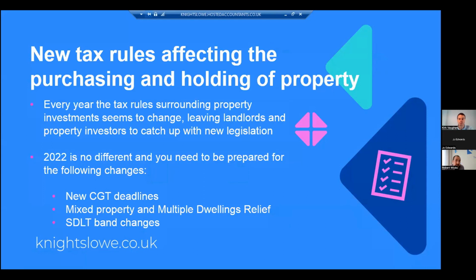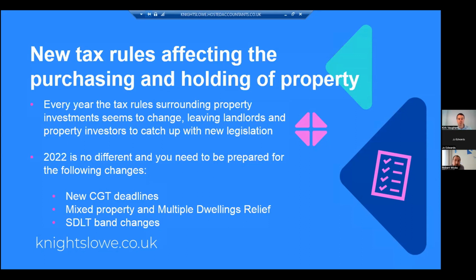New CGT deadlines. This is essentially referring to the 30-day, now 60-day UK residential property return, which I'll go on about in a moment. Changes to mixed property and multiple dwellings relief, which Kirk is going to cover. And then we just wanted to mention, obviously, the stamp duty land tax bands have changed in last week's mini budget. So the nil rate band has been extended from 125,000 to 250,000, which means that most people save sort of £2,500 on a property above that value.